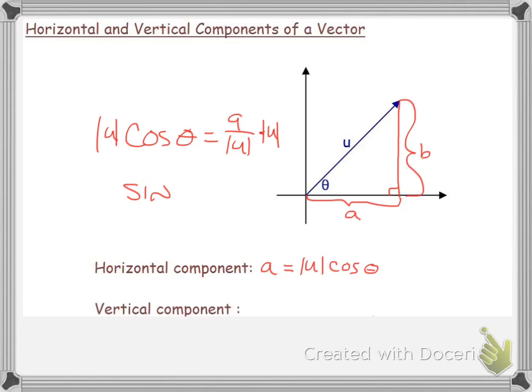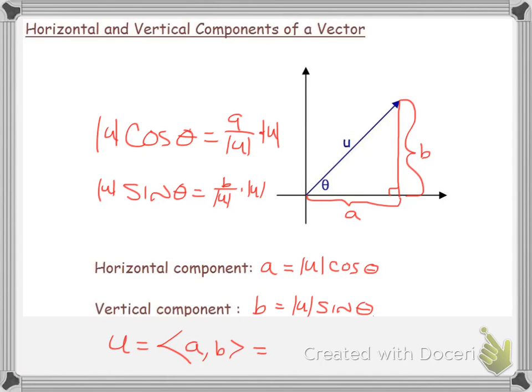And for the vertical component, that's b, sine of theta is equal to b divided by the magnitude of u, and the same thing, multiply by the magnitude, and b is equal to the magnitude of u times the sine of theta. So I have u is equal to ⟨a, b⟩, but that's also equal to ⟨magnitude of u cosine theta, magnitude of u sine theta⟩.